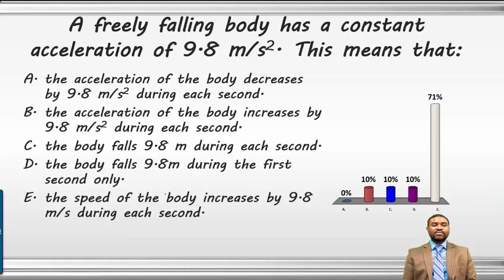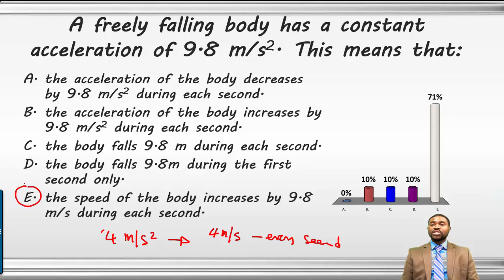What does it mean? What is acceleration? Acceleration is defined as what? The rate at which the velocity changes. Do you understand that? The rate at which the velocity changes. In other words, if an object has an acceleration of 4 meters per second squared, what this means is that the velocity of the object increases by 4 meters per second every second. So the answer obviously should be E. So the majority of the class got it right. Do you understand the meaning?